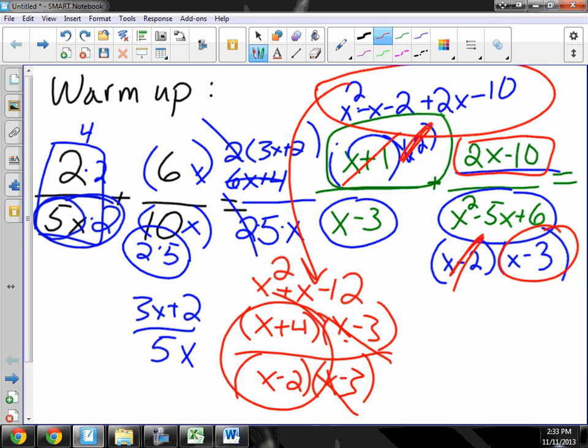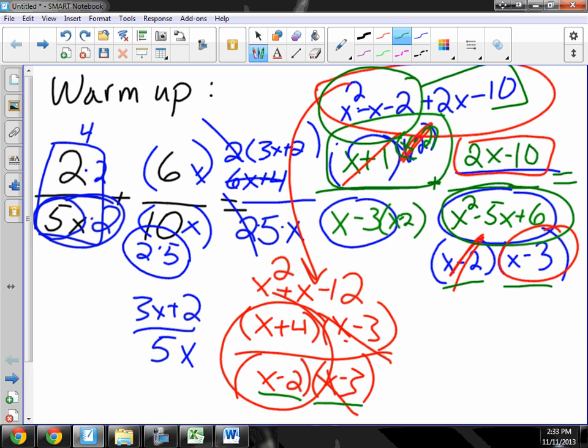Okay, so my common denominator is x minus 2 times x minus 3. You get that? So this one has everything it needs, right? It has an x minus 2 and an x minus 3. This one needs an x minus 2. And when I multiplied those together, I got this. And then I added the 2x minus 10, which gave me that equation, which factored to be this, which canceled the x minus 3's. Okay? All right, let's try another one.